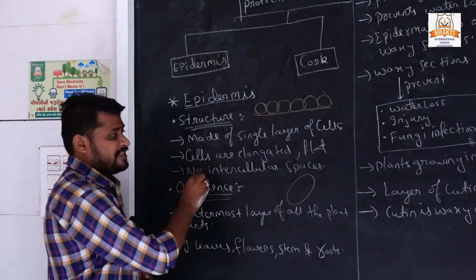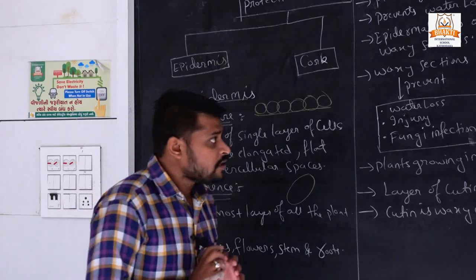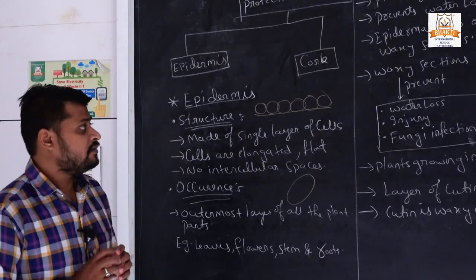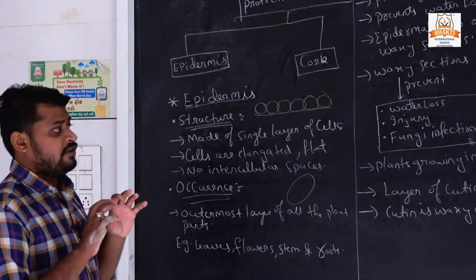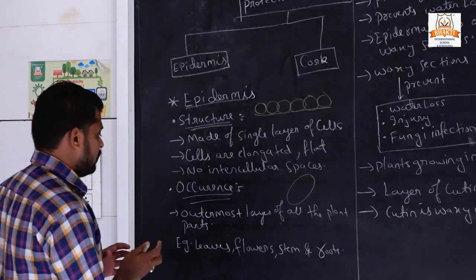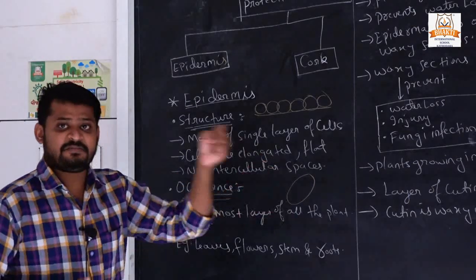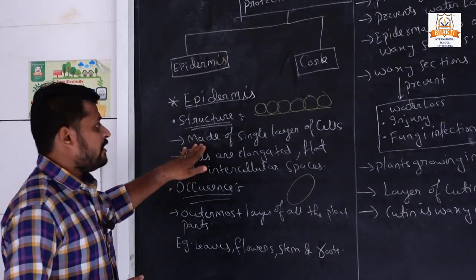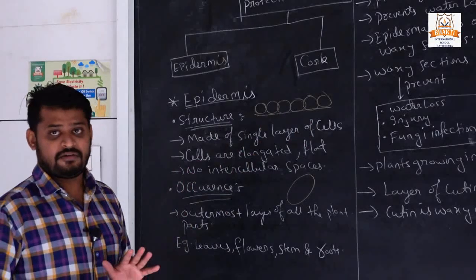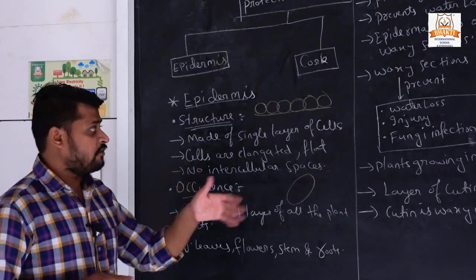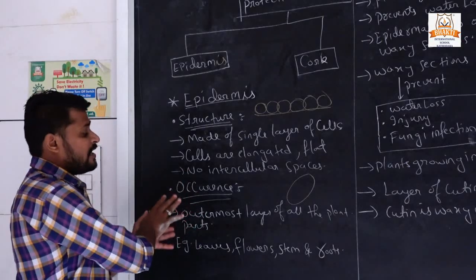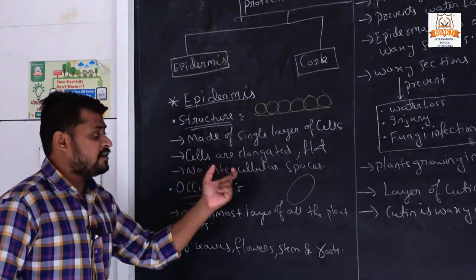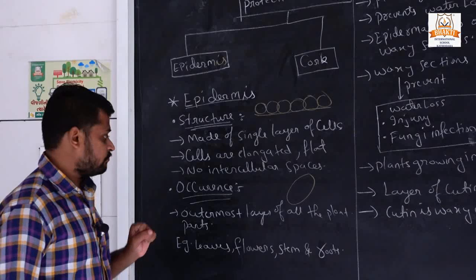Now, the cells are combined, and they are arranged in such a manner that they don't have any space between them. Why? Because if there were space, things could easily enter the cells and parts of the plant. So the cells are arranged in a manner that they don't have any intercellular space between them.